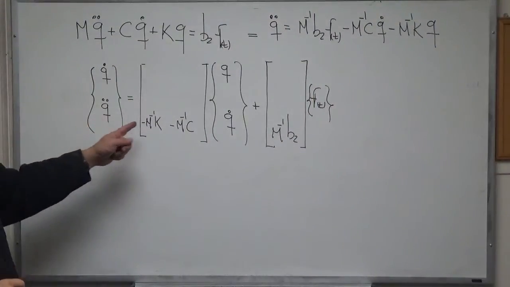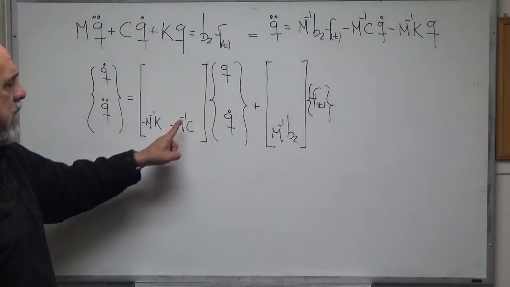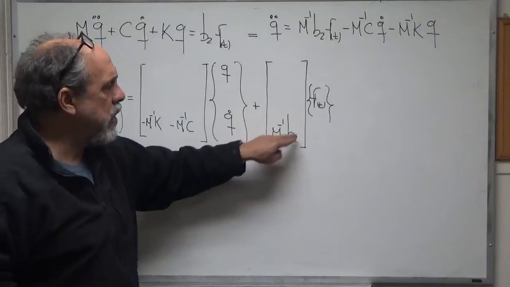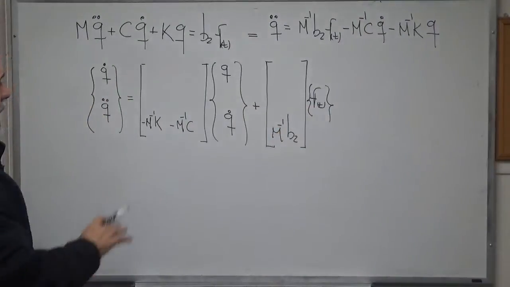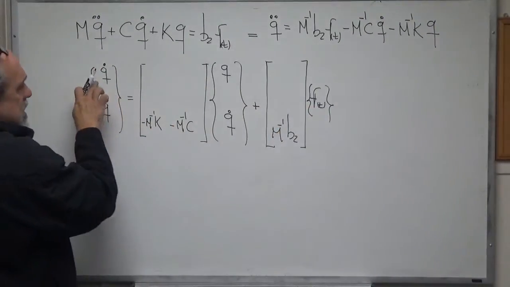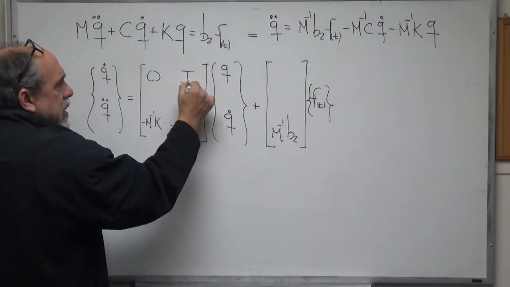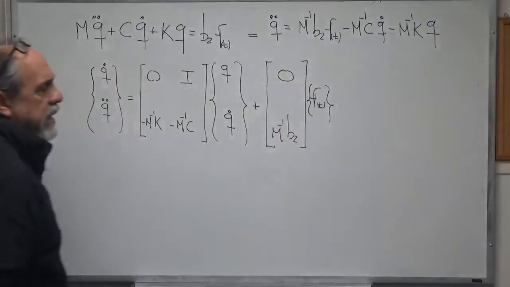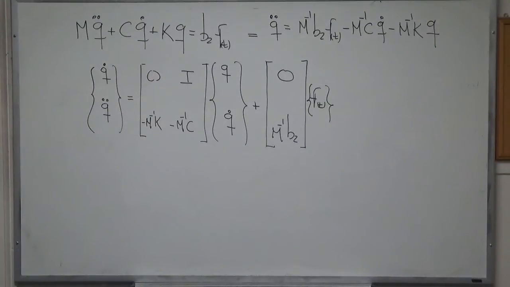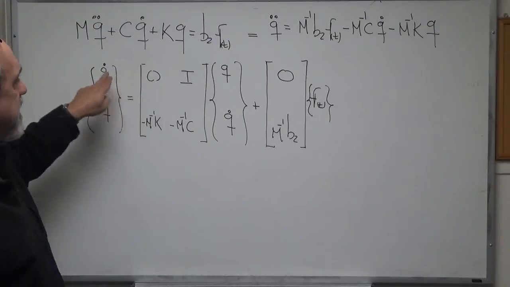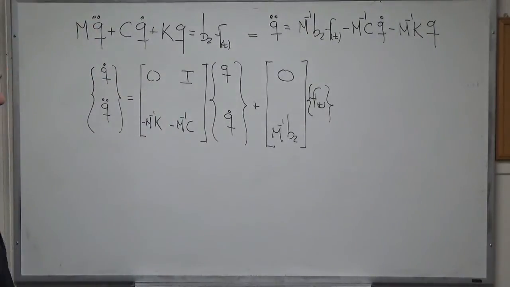Q double dot is minus m to the minus 1 k q minus m to the minus 1 c q dot plus m to the minus 1 b2 F(t). And this first thing here is simply q dot is equal to q dot, and so we've completed the process, right? That's just simply the identity q dot is equal to q dot.